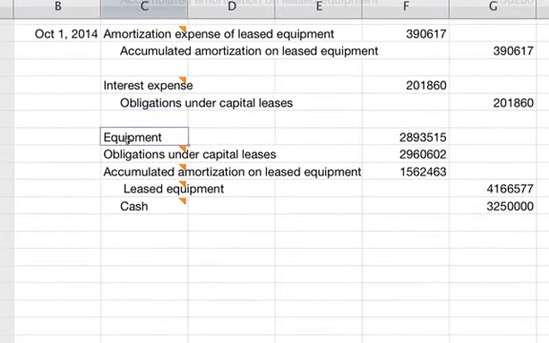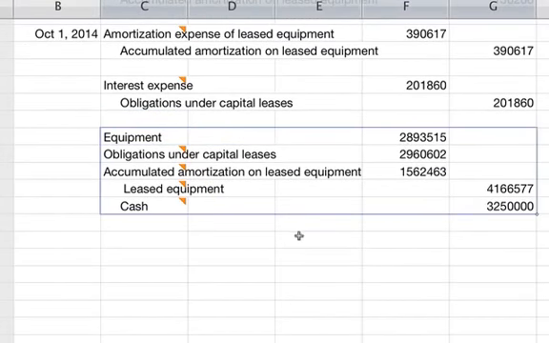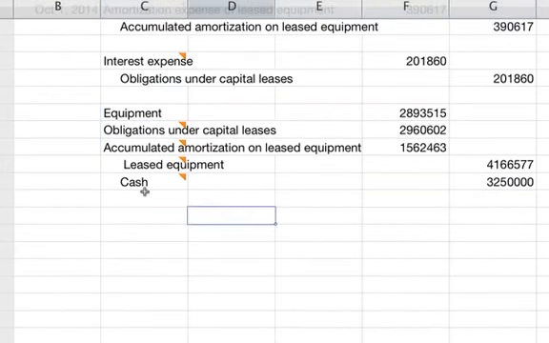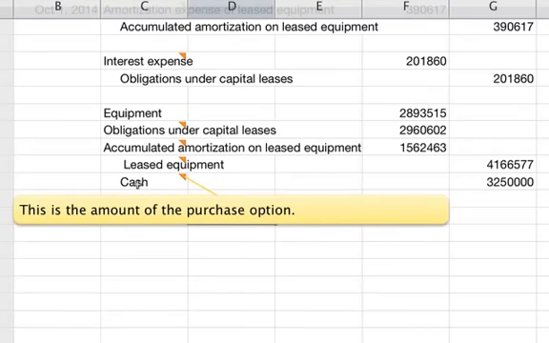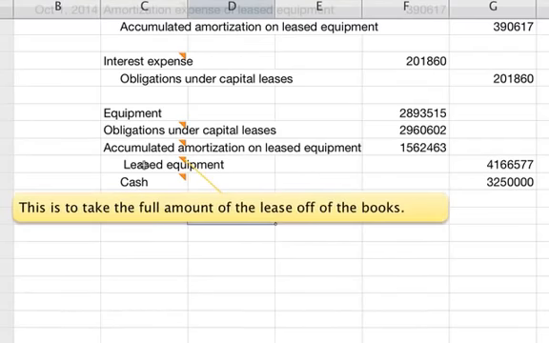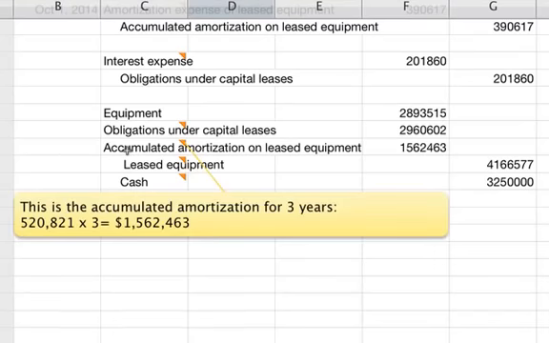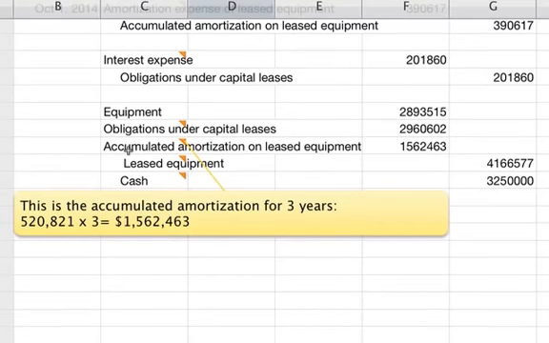And then these entries right here are to record the purchase. So we'll start down here. This is the amount of the purchase option, so that's just paid out in cash. And then this is the full amount of the lease to take this off the books, 4,166,577. Then we have accumulated amortization for 3 years. That's 520,821 times 3. That leaves us with 1,562,463.